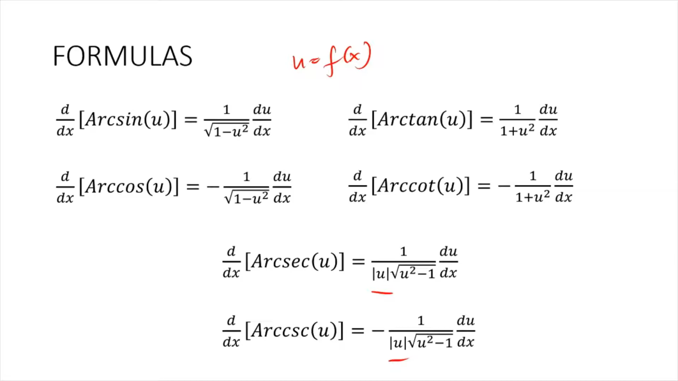Alright, so we have 6 formulas. You can just memorize arcsine, arctangent, and then arcsecant, and then just put a negative sign to the derivative of the co-functions, right? Okay, so let's solve some examples.